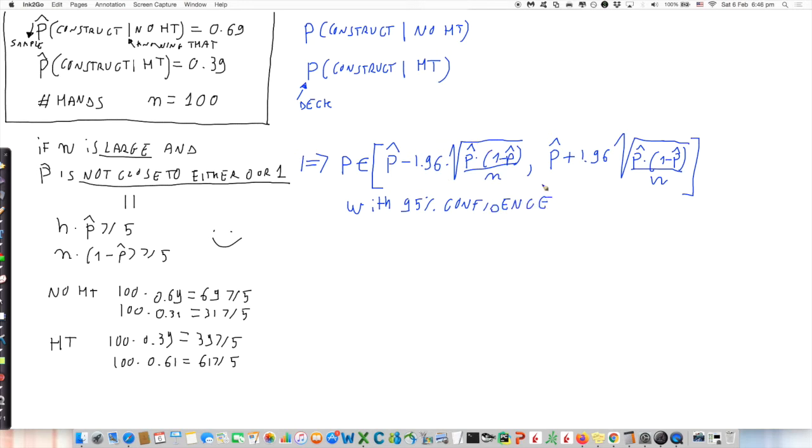So this, by the way, is called a confidence interval, right? Based on the normal approximation. So what is the meaning of this? The meaning of this is simply that the real probability, so the probability of making construct, for example, with no hand trap or also with hand trap, we can compute both, but the real probability of the deck is in a range that can be computed knowing the probability from the sample and the sample size. And 95% confidence means what?